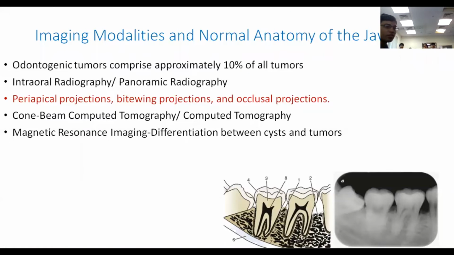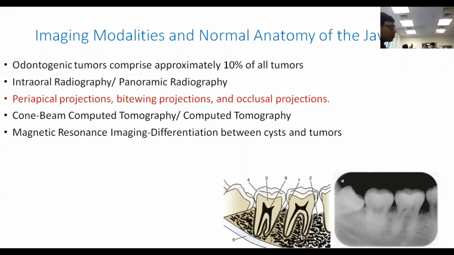Intraoral radiograph or OPG, intraoral followed by OPG. That is the main. There are so many projections. There is the periapical view, which will give the best visualization of the apex, the root part. Bitewing projections will give the crown part, and occlusal projections will give the entire tooth plus the anatomy of the bone. These are the three main projections that we use in intraoral radiography.